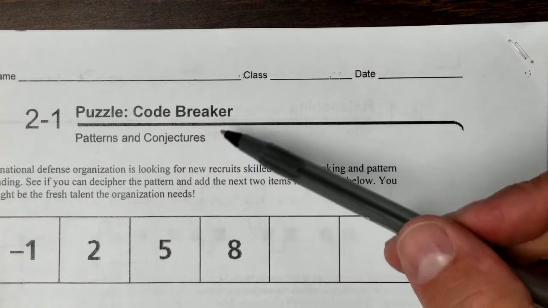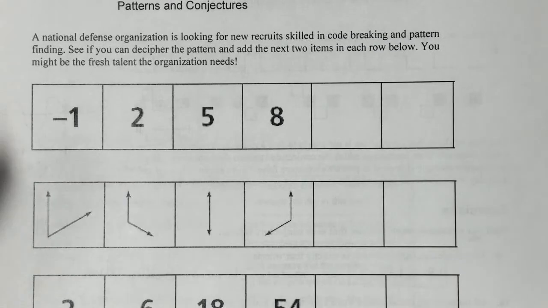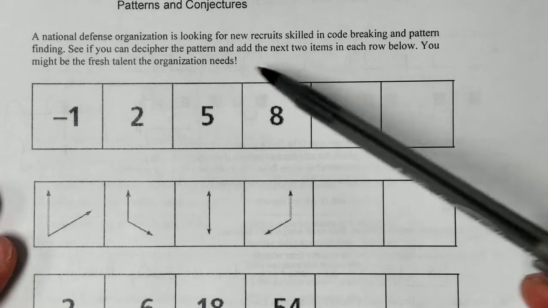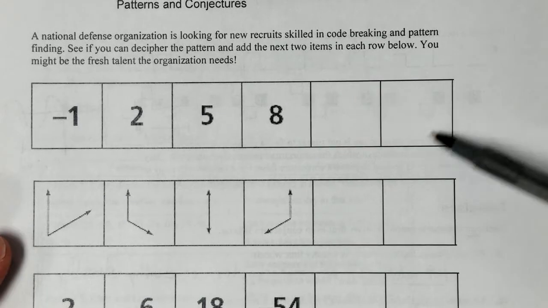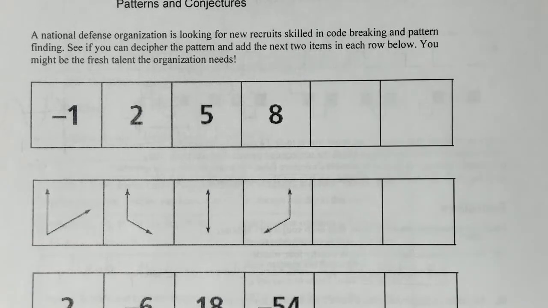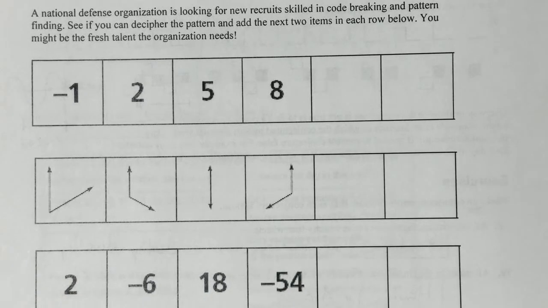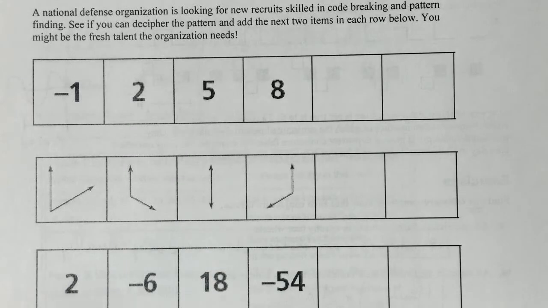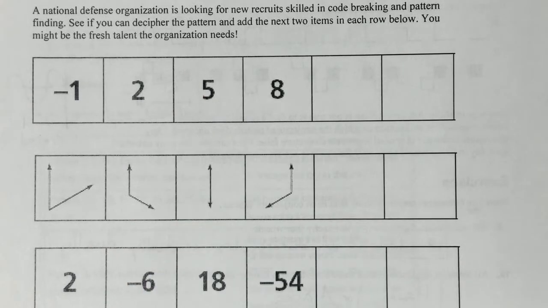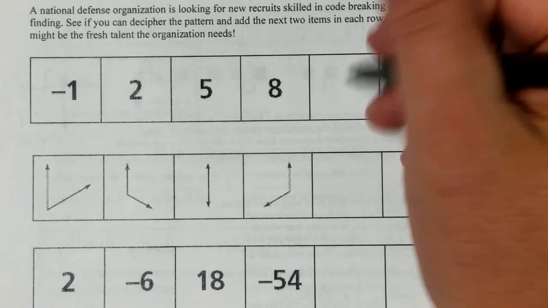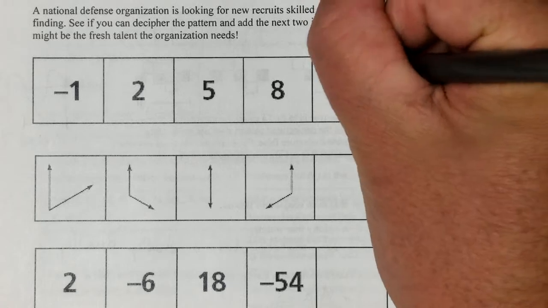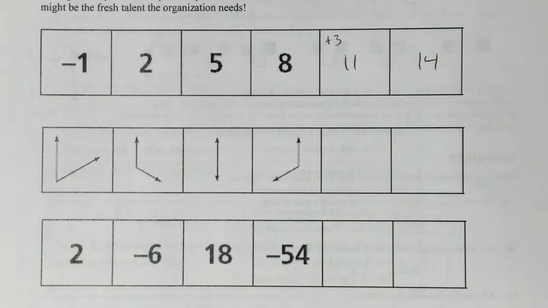Okay. Then this is the puzzle code breaker. So see if you can decipher the pattern and add the next 2. It says the National Defense Organization is looking for new recruits skilled in code breaking and pattern finding. So you got -1 going to 2, 2 to 5, 5 to 8. So that one's kind of simple. What do y'all get? 11. Yeah, 11 and 14, because you're adding 3. Perfect.